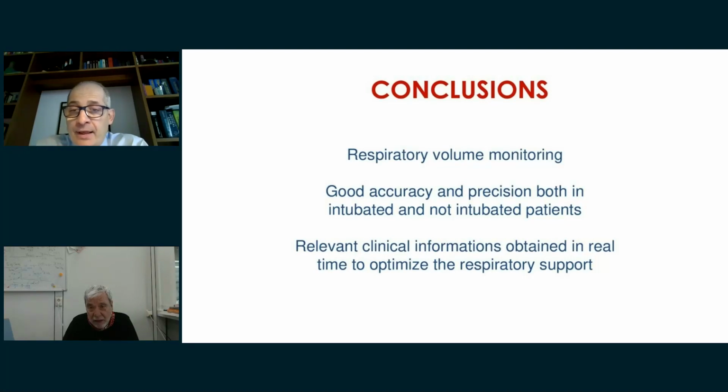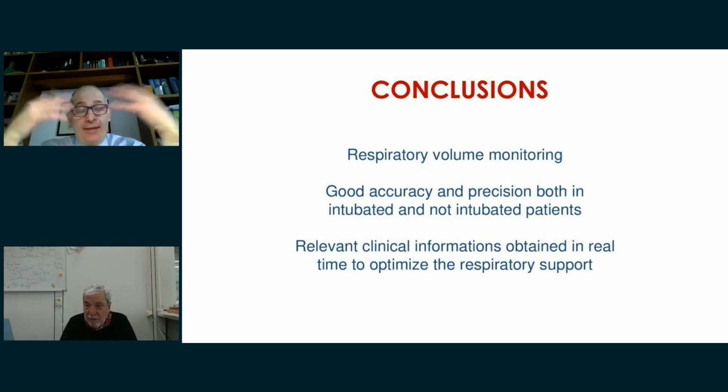The last is how will you optimize the ventilation during high flow in terms of circuit flow rate? I use the maximum, around 50, 60 liters per minute, in order to reduce as much as possible the inspiratory effort and to get an intrinsic PEEP. So the only way to reduce the inspiratory effort is by high flow nasal cannula.